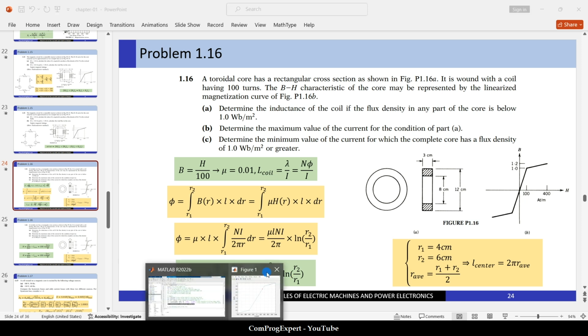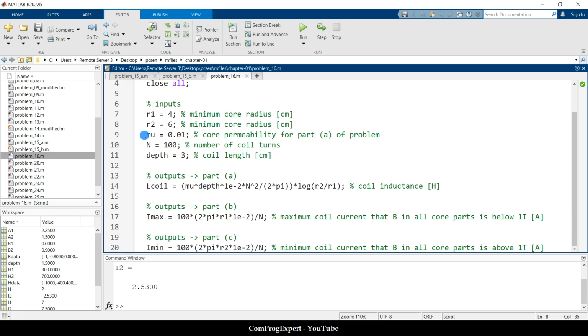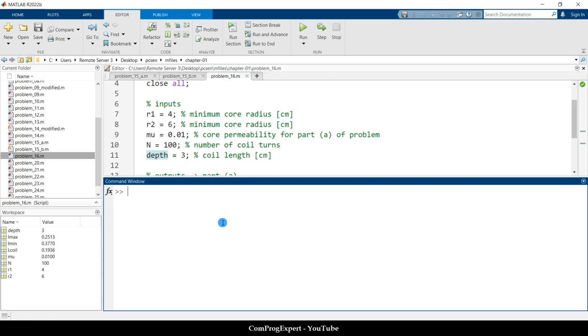So here I implemented the equation. This is the minimum core radius, the maximum core radius, the core permeability for part A of the problem, the number of turns is 100. The coil length is 3 centimeter. So this is the value of the inductance. The depth is in centimeter, so we need to multiply it by 1e minus 2. If I run this code, as you can see, the value of the inductance L coil is 0.19 henries.